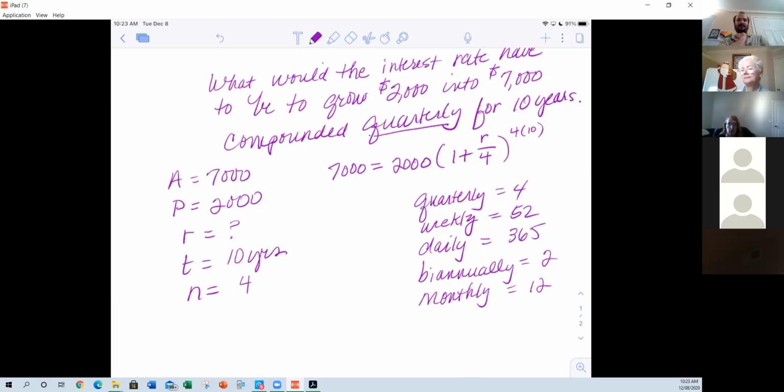There are 2 time variables on this one. I think that's usually what trips people up. T is the number of years and N is the number of compounding periods per year. Right. Any other questions?